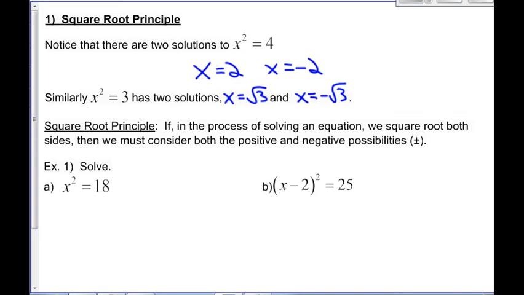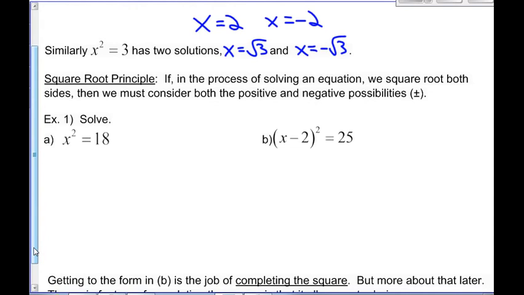The square root principle says, if in the process of solving an equation we square root both sides, then we need to consider both the positive and negative possibilities, plus or minus. And we have a symbol for that, just plus or minus. So in this first one, we've got x squared equals 18. To get x on its own, I might decide to square root both sides. And when I do that, I need to invoke this plus or minus symbol. X could be either positive or negative square root of 18.